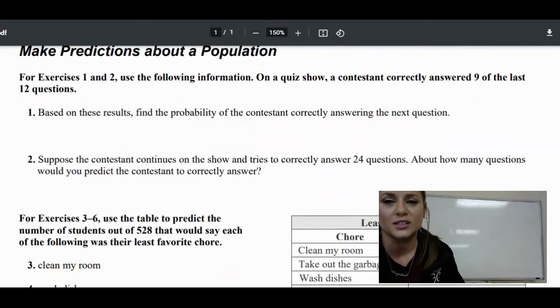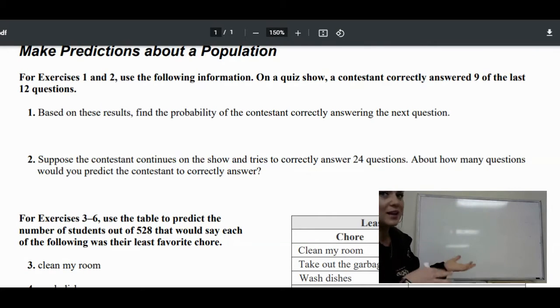It says for exercises 1 and 2, use the following information. On a quiz show, a contestant correctly answered 9 of the last 12 questions. So they got 9 out of 12 questions right. And it wants to know, based on these results, find the probability of the contestant correctly answering the next question. So the probability of them getting the next one right.